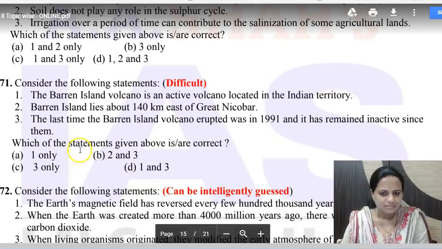So 3 is incorrect. So of course the correct answer is A, 1 only. So 3 is surely incorrect means B, C and D are incorrect. So A is what is left, because Barren Island is also not in the Nicobar group but in the Andaman group of islands. So the correct answer is A.